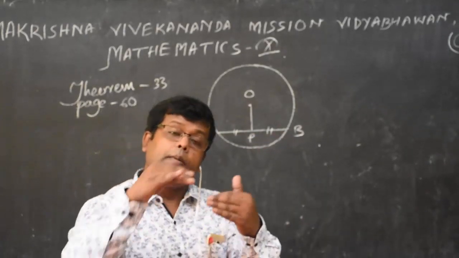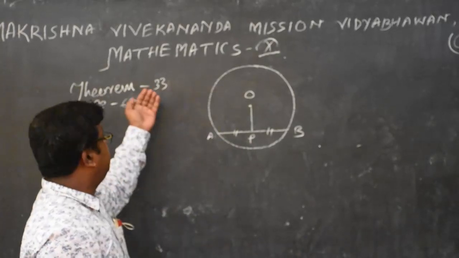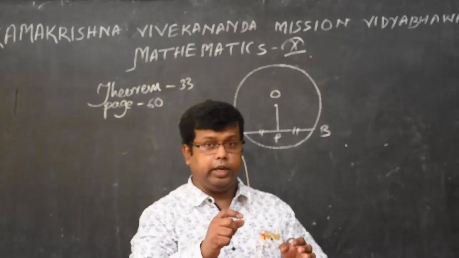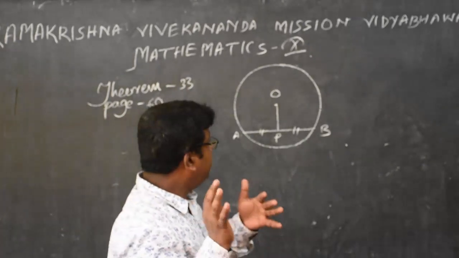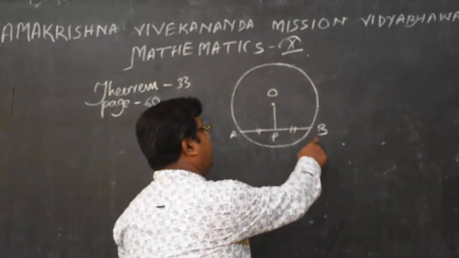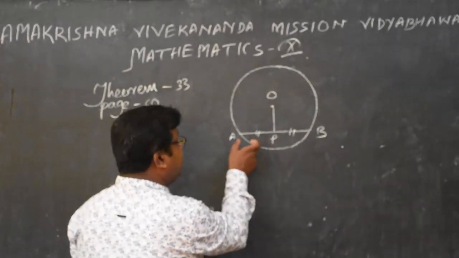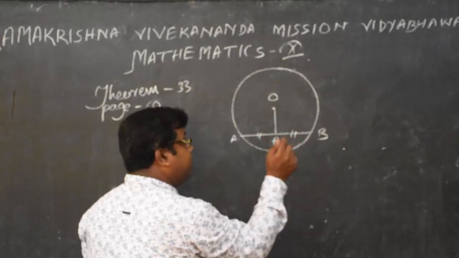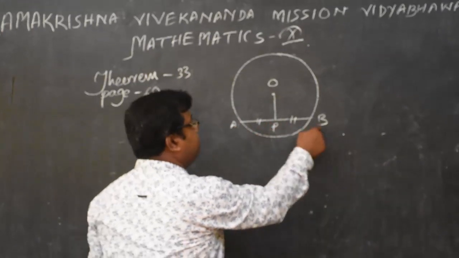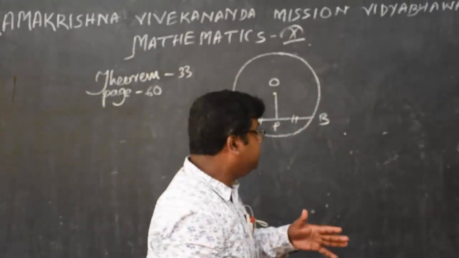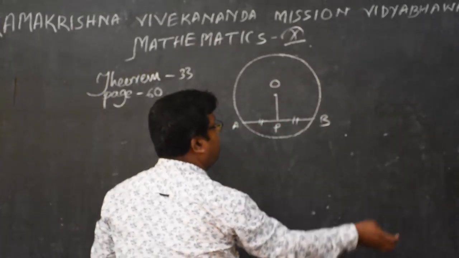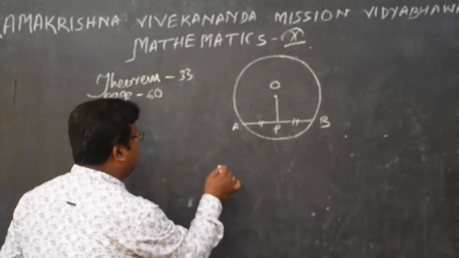This is just the converse of the previous theorem, that is, theorem number 32 and 33 are vice versa. In the previous theorem, we saw that OP was perpendicular to AB, and we had to prove that AP equal to BP. But here OP bisects AB at point P, that is AP equal to BP. It is given, it is the hypothesis, and we have to prove OP is perpendicular to AB. Okay, let's start the theorem.